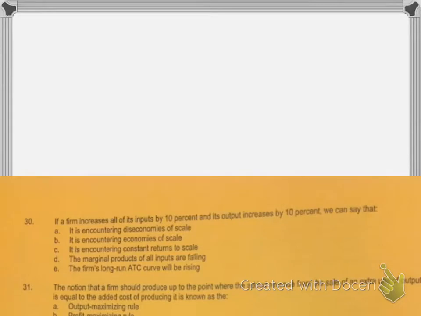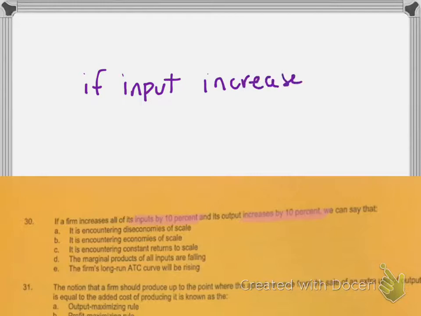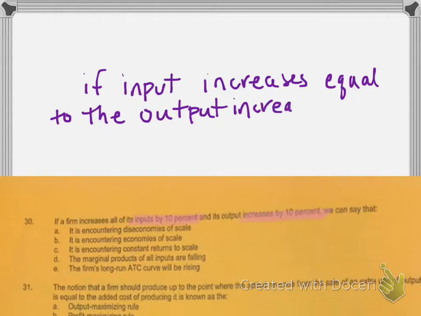All right, let's look at 30. Number 30 is a different variation on this one. It says that the firm increases all of its inputs by 10% and output increases by 10%. So you're putting 10% more in and you're getting 10% more out. You're not being super efficient because you aren't getting more than 10% back, but you're not being inefficient either because you're not getting less than 10% back. Putting in 10% and getting 10% back is like a constant rate of change. So what we're dealing with on this one is constant returns to scale.